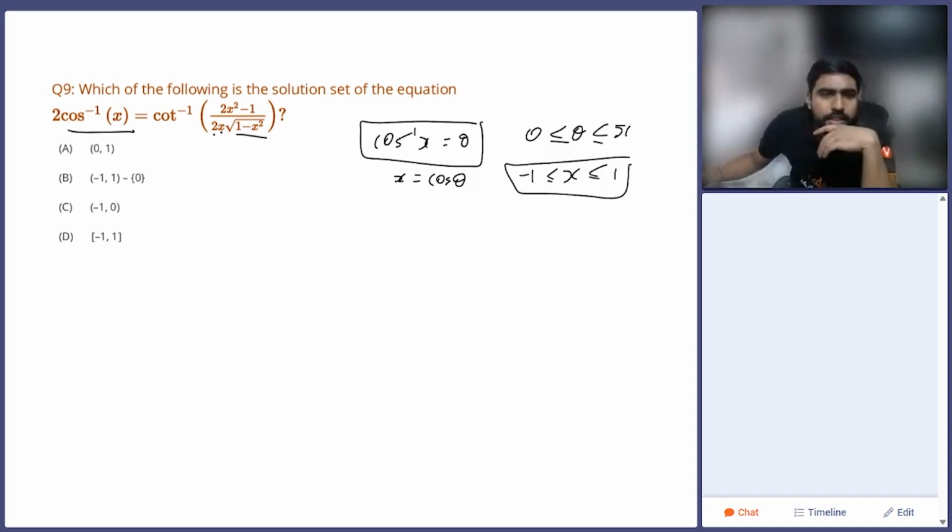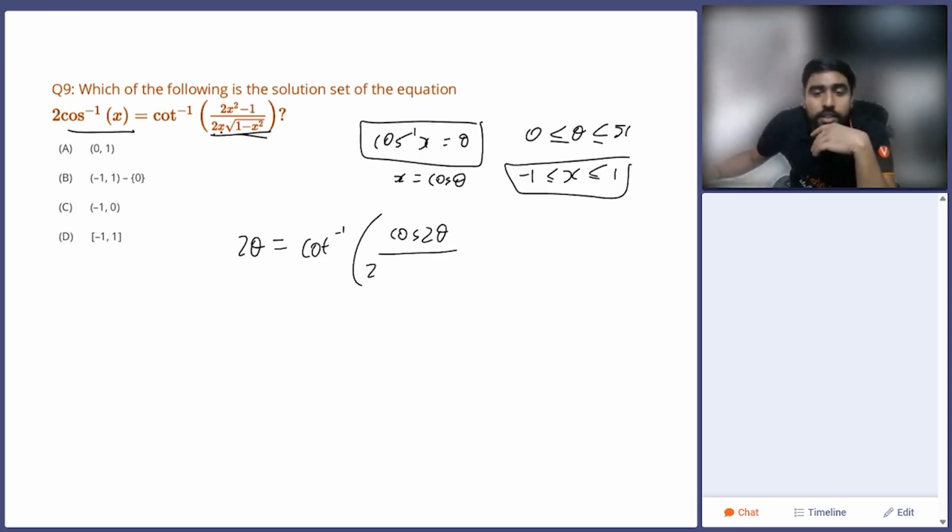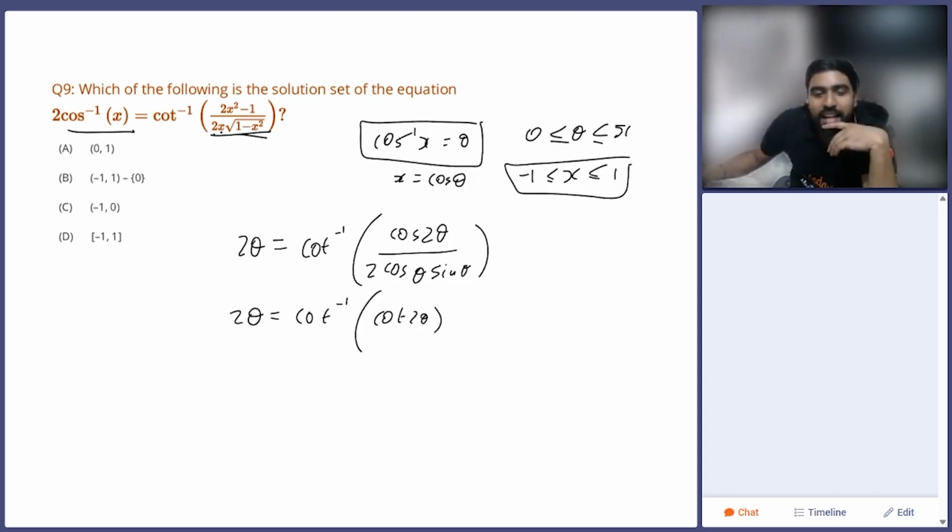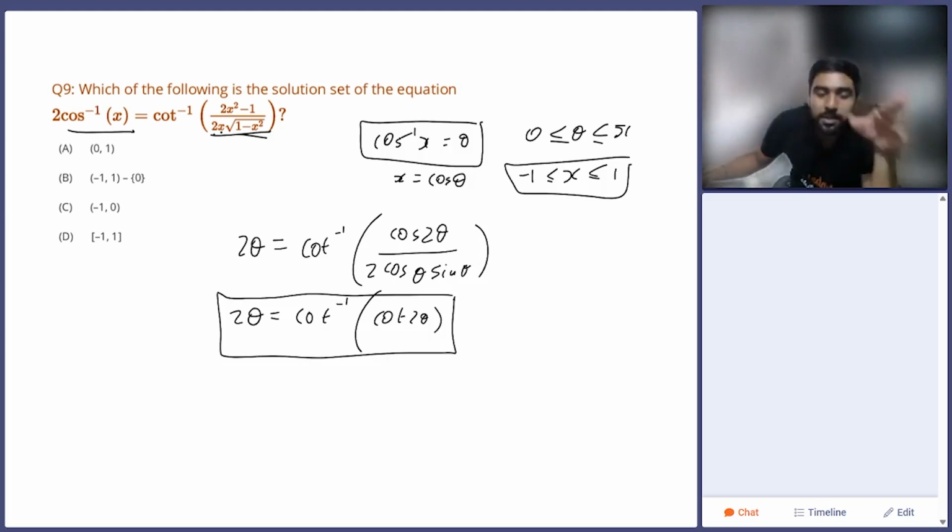Now when you substitute this in, what you get is 2 theta equals to cot inverse of 2 cos square theta minus 1. What is that? That is nothing but cos 2 theta divided by 2 into cos theta into root of 1 minus cos square theta, that's root of sin square theta, which is sin theta. So 2 theta equals to cot inverse of cos 2 theta divided by sin 2 theta, that's cot 2 theta. And when is cot inverse of cot 2 theta equal to 2 theta?